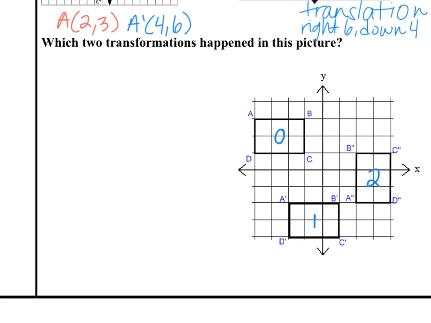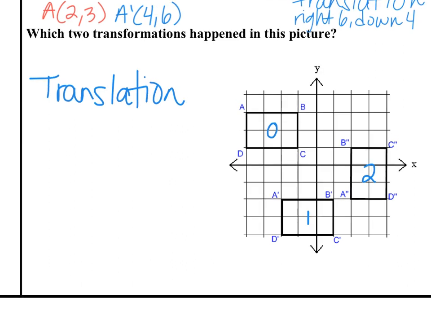Francesca, what happened on the first one? You got it. The translation. Yes, it's a translation. And Tyler, can you tell me how it translated? X4, Y3.